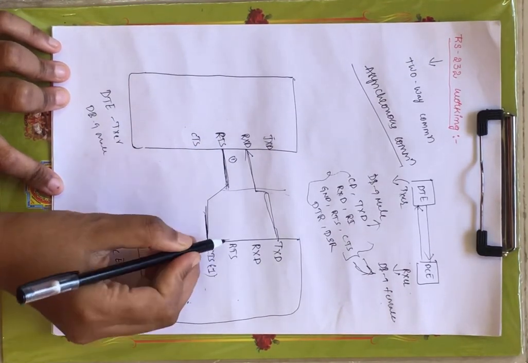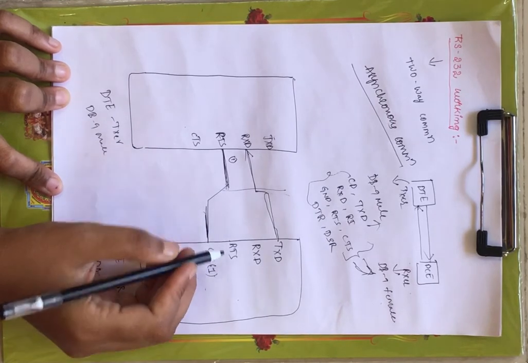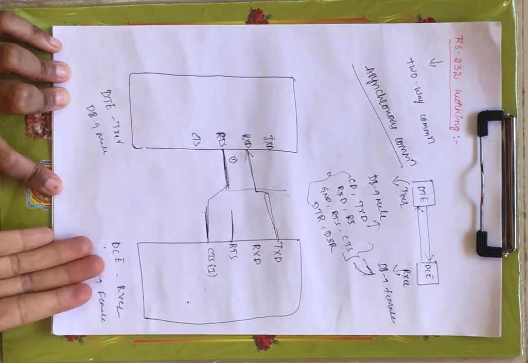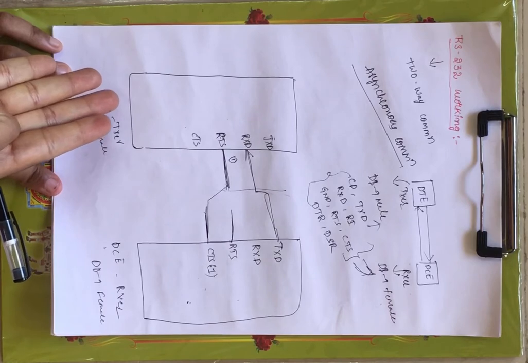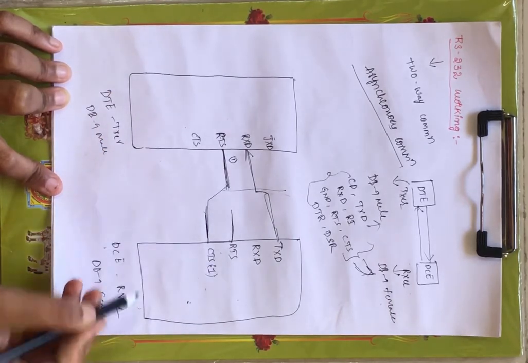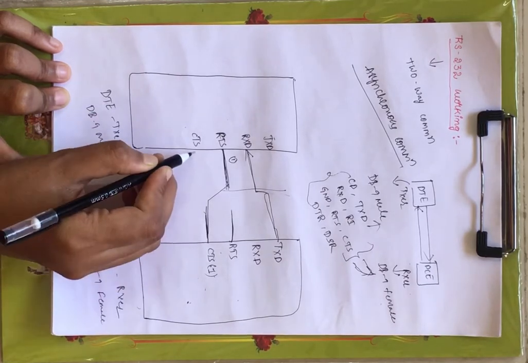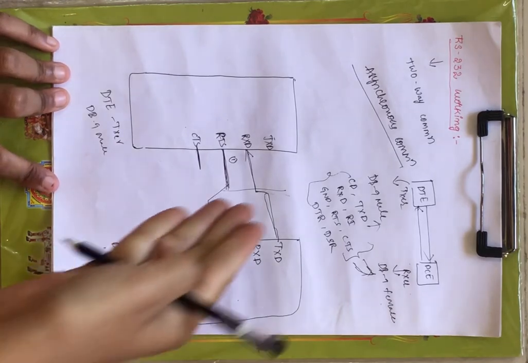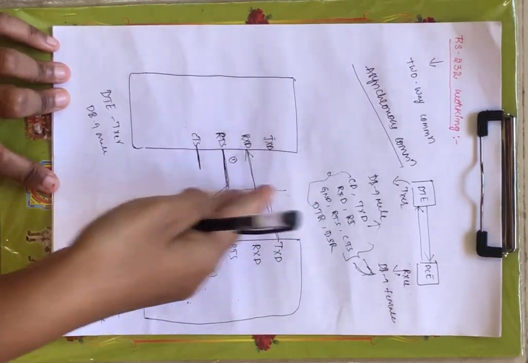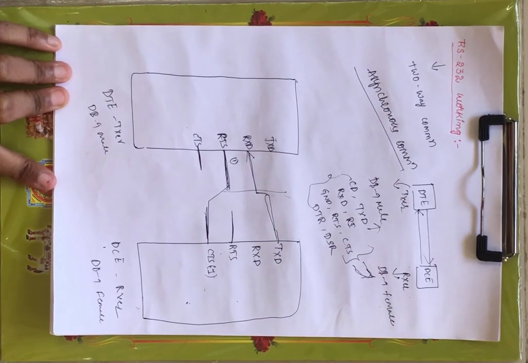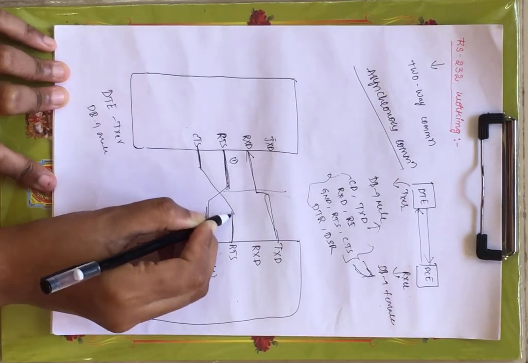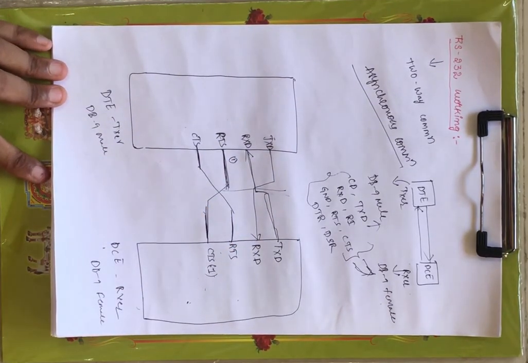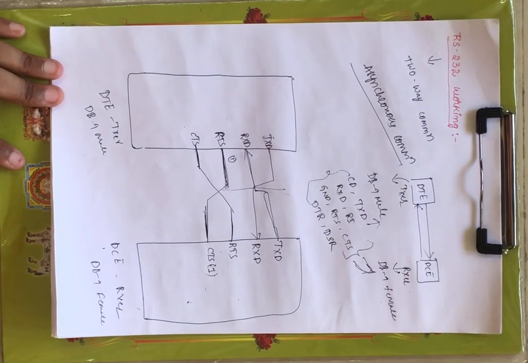Now what happens next? Next, DCE will send the RTS signal, right? DCE will send the request to send signal. That means DCE is requesting the DTE to send the data, right? Once the RTS signal from DCE to DTE is generated, next the CTS signal is generated from the DTE side. That means it will check the path between your DTE and DCE, whether it is free for transmission or not, right? Once it is free, the data is transmitted from DTE to DCE, right? This is the actual working of RS-232.